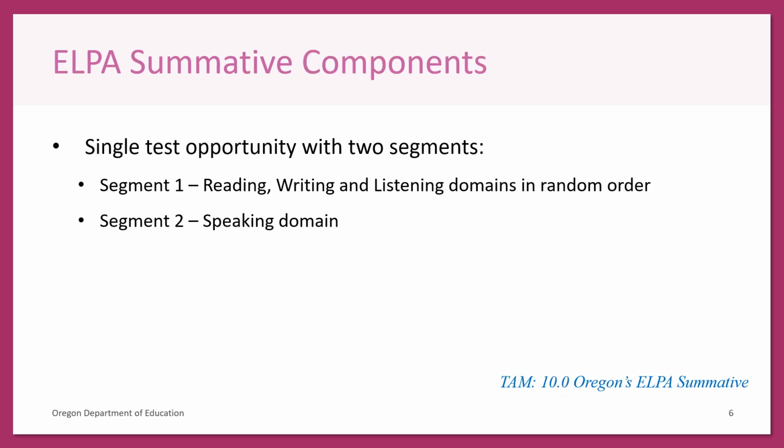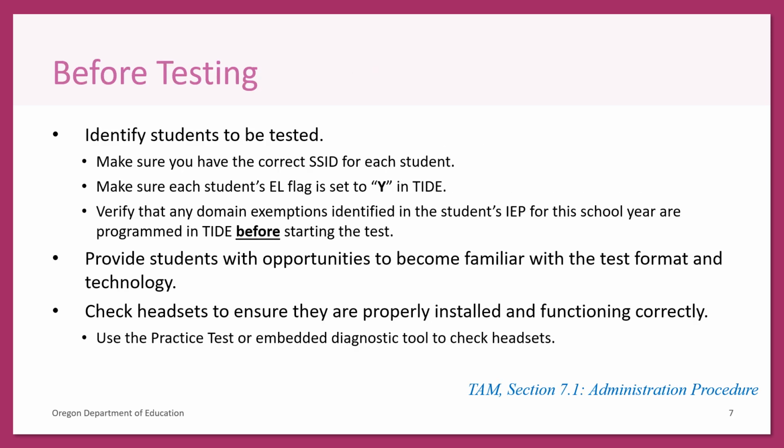ELPA summative is administered in 2 segments. The first segment assesses 3 domains: reading, writing, and listening. The second segment assesses the speaking domain. Prior to testing, please review the settings for the students to ensure that students who were exited from the EL program during the last school year have an EL code of N, because they should not participate in the ELPA summative during this school year, and all in-program ELs have the flag set to Y. The ELPA summative will not appear in a student's list of tests if the EL code is set to N.